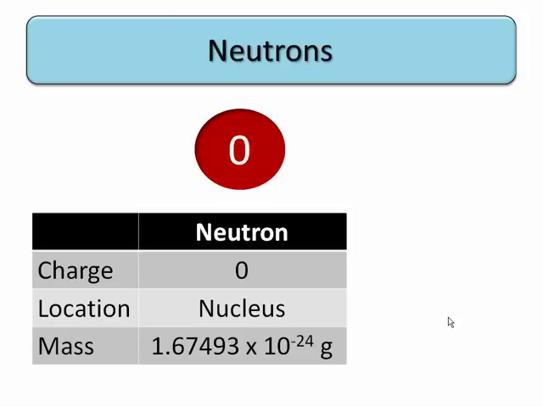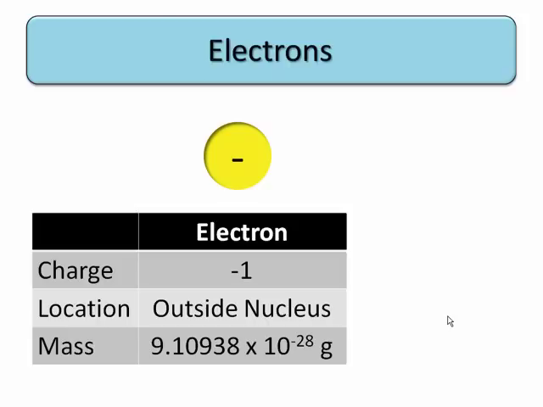The neutron was the last subatomic particle to be identified by scientists. A neutron has no charge, it is electrically neutral, and it has a mass of 1.67493 times 10 to the minus 24th grams. Neutrons are found in the nucleus. The last subatomic particle, and the one that helps us explain a great deal of chemistry, is the electron. An electron is a negatively charged particle with a mass of 9.10938 times 10 to the minus 28th grams. Electrons are in constant motion outside the nucleus.